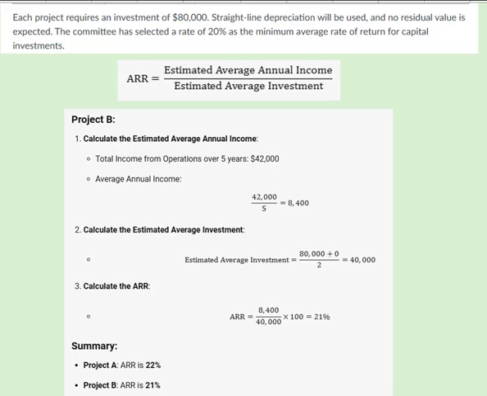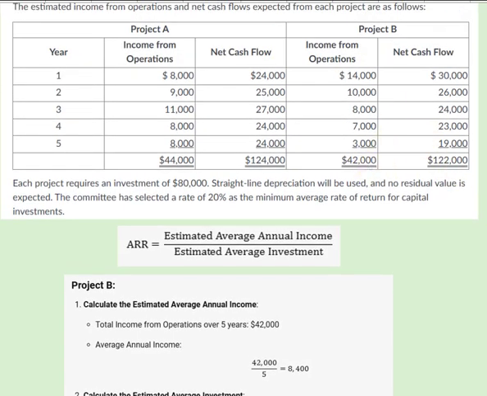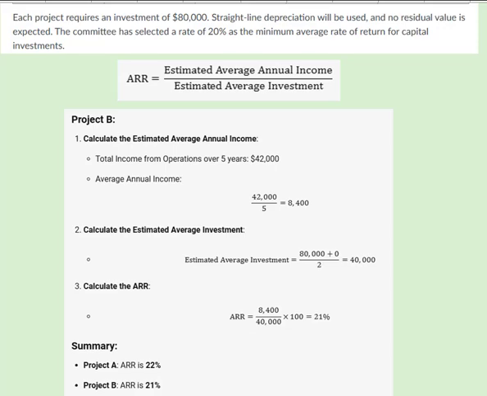Okay, so if we take a look at Project B, we slide back up. Project B had income from operations of $42,000. So now take $42,000 divided by the 5 years. We come up with average annual income of $8,400. The estimated average investment doesn't change. We divide $8,400 by 40,000. We get 21%. So what we see is both projects exceed the minimum average rate of return. So these are projects that the company should take on.